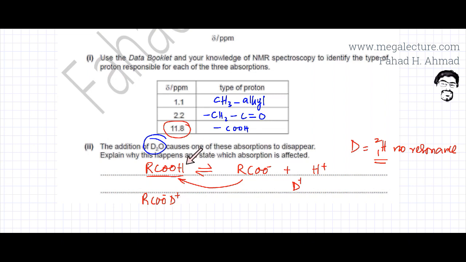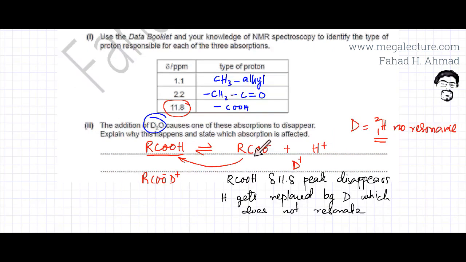So your carboxylic acid peak, which was at 11.8, would disappear because the carboxylic acid H would be displaced and replaced by the other isotope, which would be coming from D2O or heavy water, and it's not going to resonate any longer. So the 11.8 peak would disappear. And the answer that you're going to write is that the carboxylic acid 11.8 peak disappears because H gets replaced by D, which does not resonate.